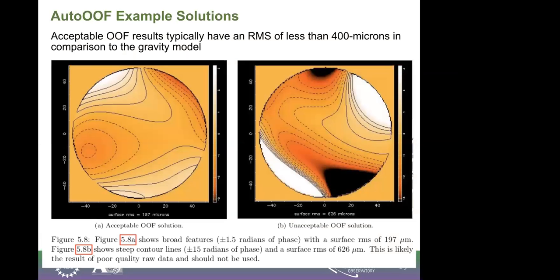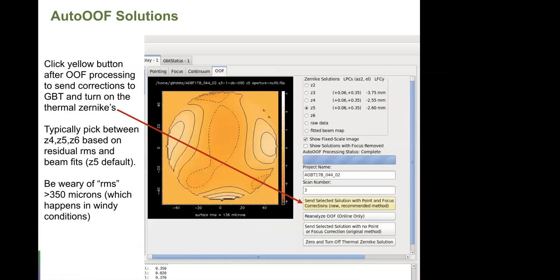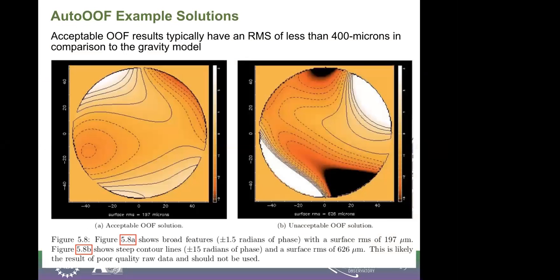Okay, so an example of good versus bad solutions. If you're looking at this image here, Z3 through Z4, you might see something that looks like the left, which would be an acceptable solution where you don't really get sharp deviations across the dish. You have a really low surface RMS, so this would be a good example of an acceptable OOF solution.